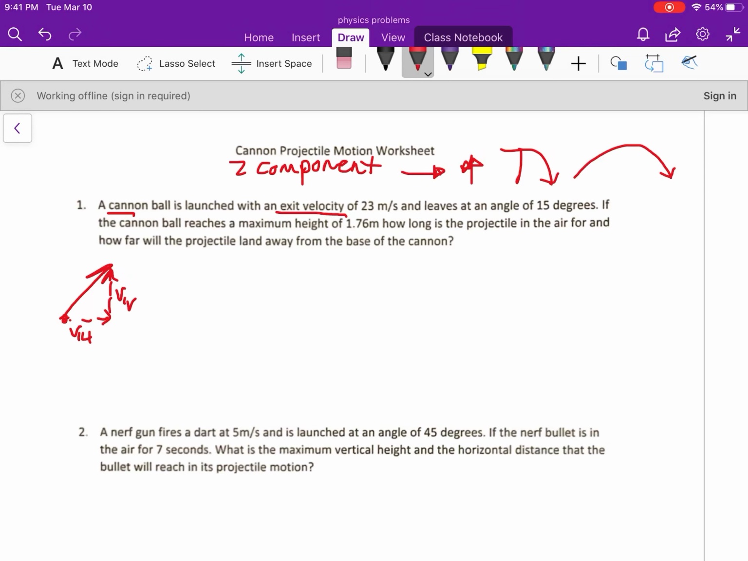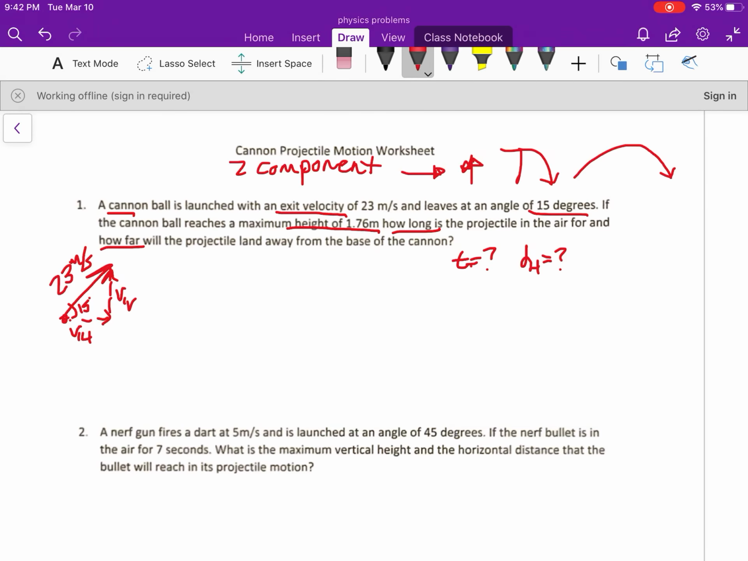In this case, our exit velocity is 23 meters per second, and it leaves at an angle of 15 degrees. If the cannonball reaches a maximum height in the vertical of 1.76, we want to solve for the time the projectile was in the air, and we want to solve for how far it will land away from the base of the cannon. So these are two things that we want to solve for.